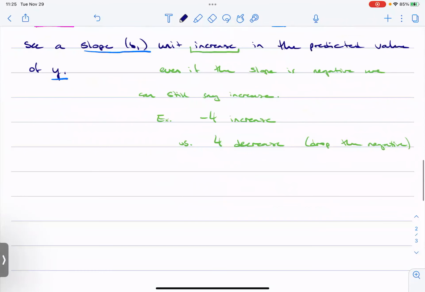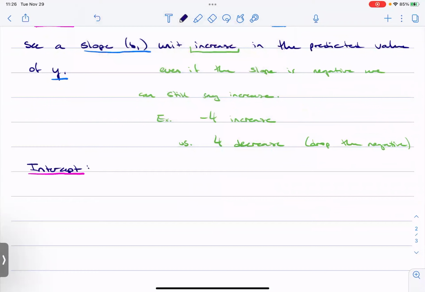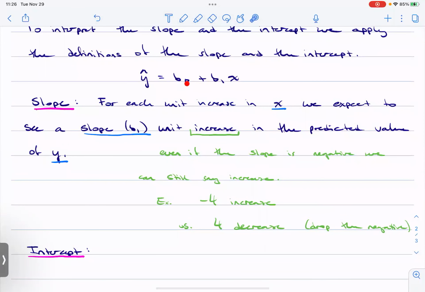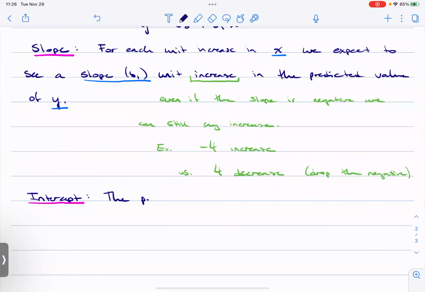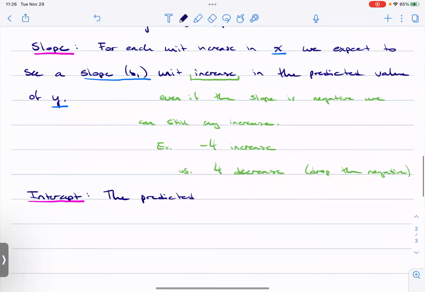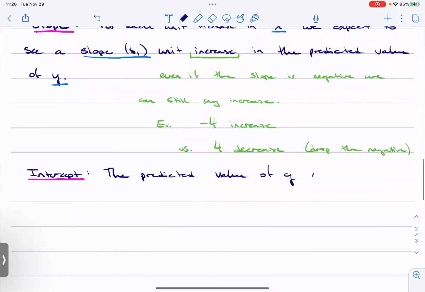Now, the intercept, we can also look at that equation, the least squares regression line. The intercept, B0, is the predicted value of y when x is 0. So we know that that's the intercept, but we have to apply the definition. And so the intercept is the predicted value of y when x is 0.